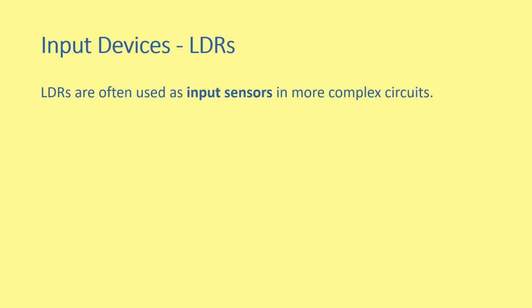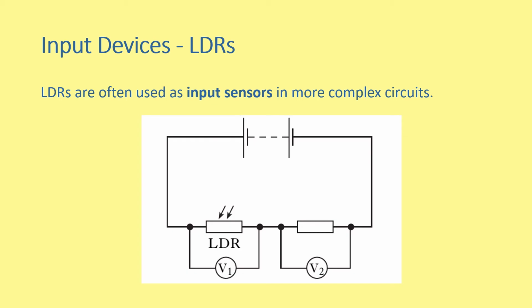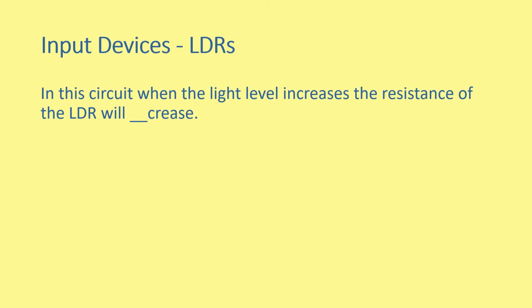LDRs are often used as input sensors for more complex circuits, similar to our temperature sensors. So we see in this circuit, again, similar to what we saw with a thermistor, the LDR is being used to split the potential of a supply. In this circuit, when the light level increases, the resistance of the LDR, remember light up, resistance down.